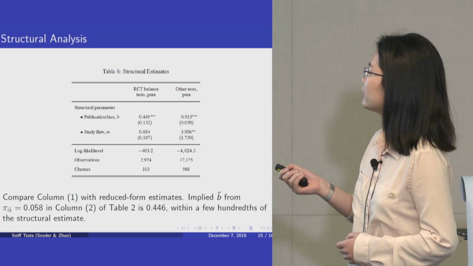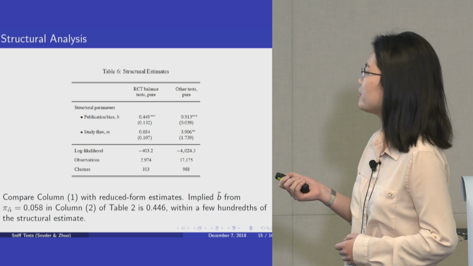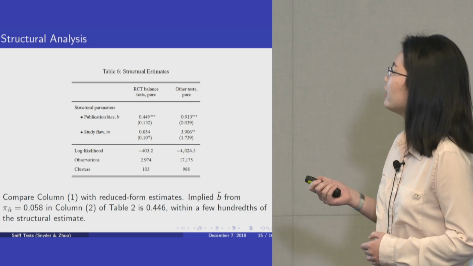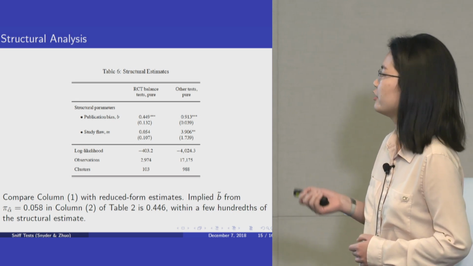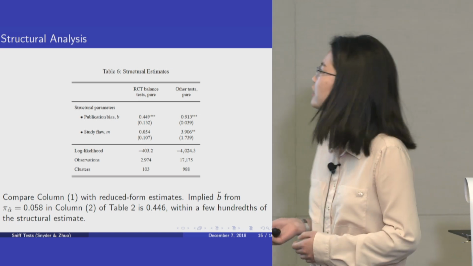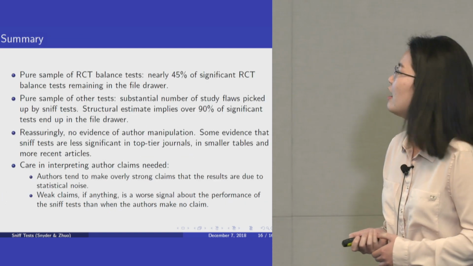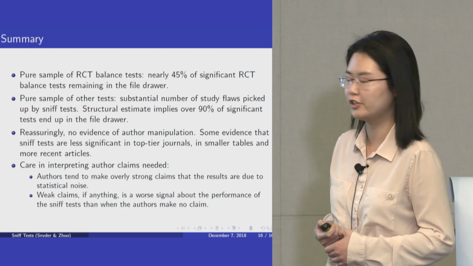And for other test pure cases, we have a huge parameter for study flaws, and the publication bias parameter is over 90%. So here comes the end of my presentation, and let me summarize what I just presented.